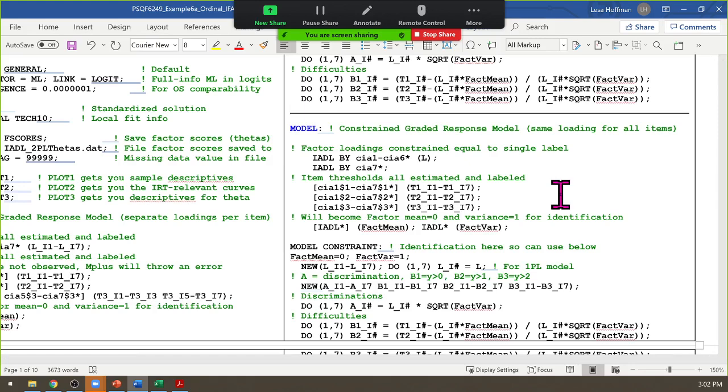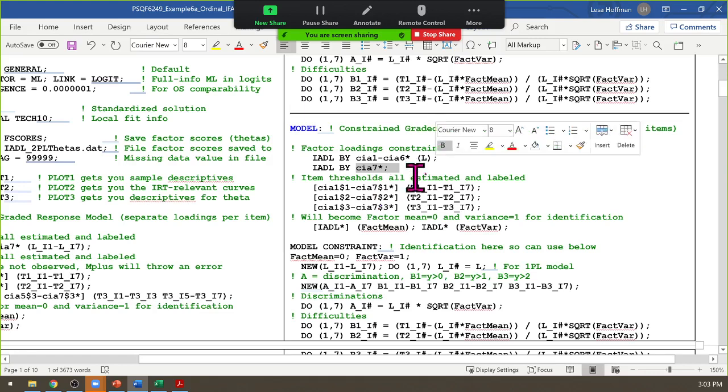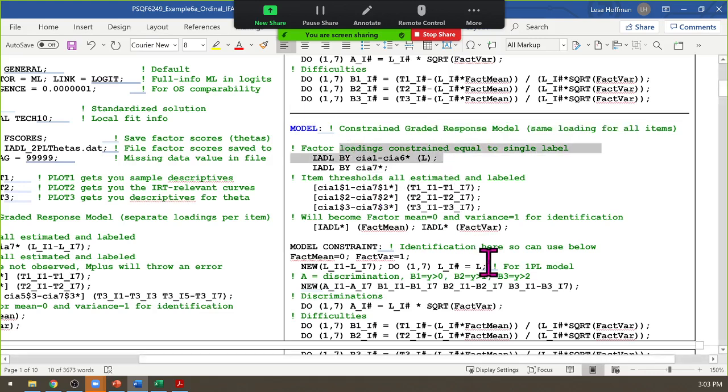You can't do that in other packages. The old school IRT packages that I learned first, all of the items had to be treated the same way. So if you fit, say, a 2PL model, that held for all the items versus a 1PL model. You can fit whatever you feel like with these combinations of constraints for some items and not others. So for instance, this version of the code would fit a separate loading for item 7 than it fits for items 1 to 6. You can do whatever you want. And nested model comparisons can tell you whether or not adding parameters helps or whether taking away parameters hurts.